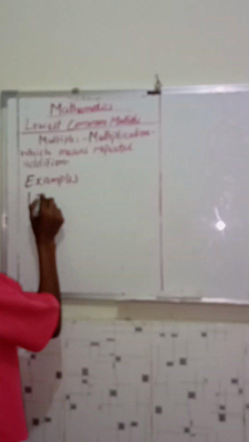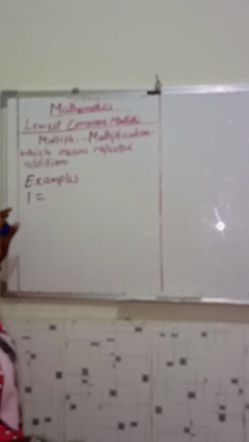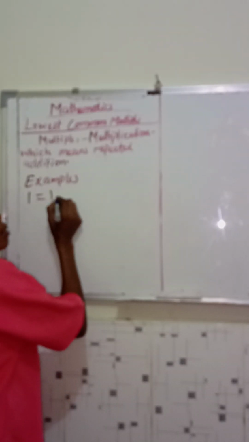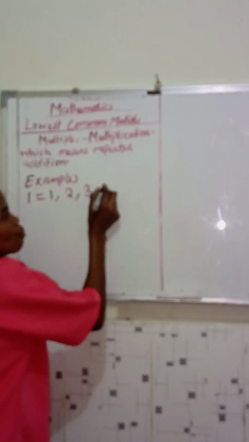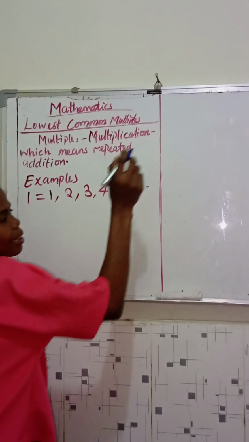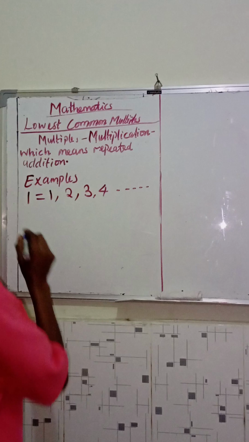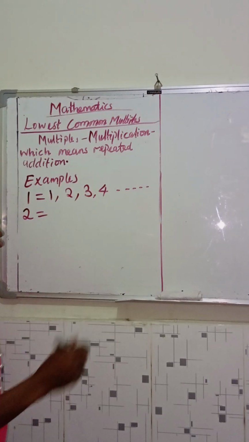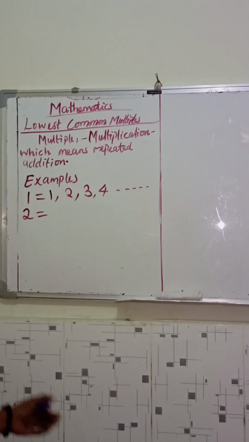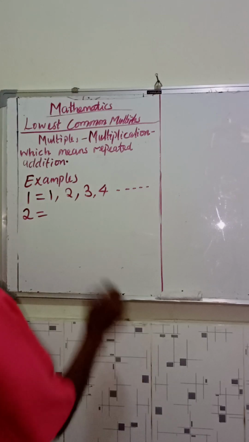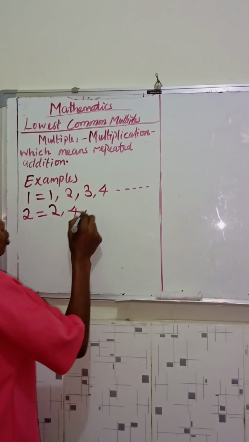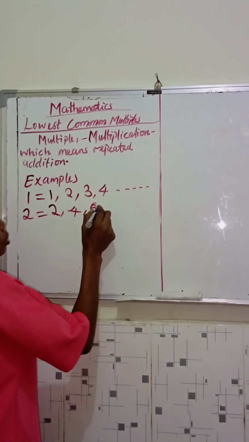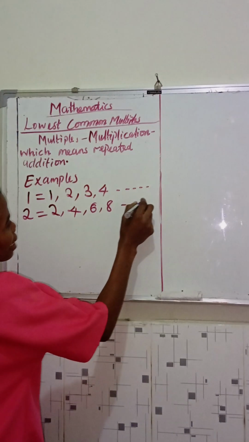For example, if I say find the multiples of 1, I say 1 multiplied by 1, 1. 1 multiplied by 2, 2. 1 multiplied by 3, 3, 4, and the rest like that. And if I say 2, your 2 multiplication table will help you here, or you skip count. 2 times 1, 2. 2 times 2, 4. 2 times 3, 6. 2 times 4, 8, like that.